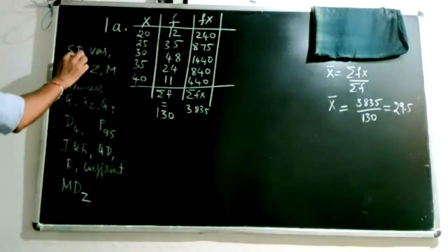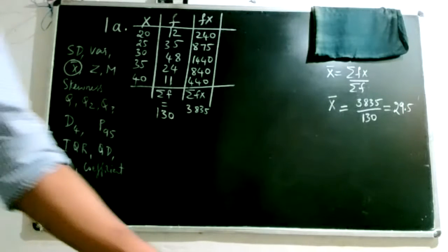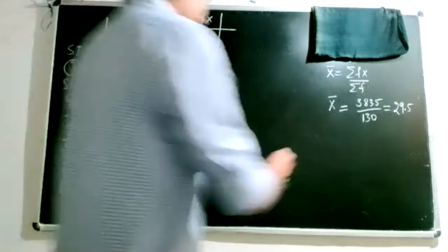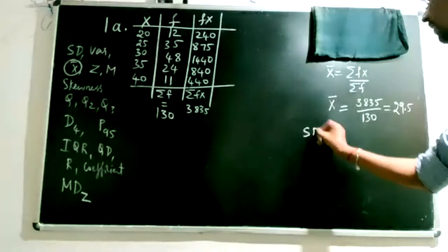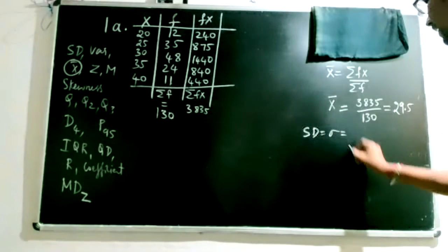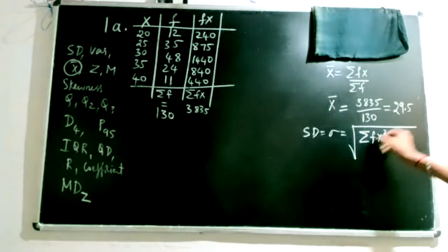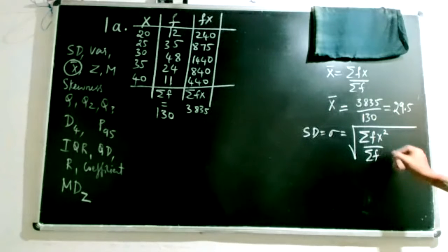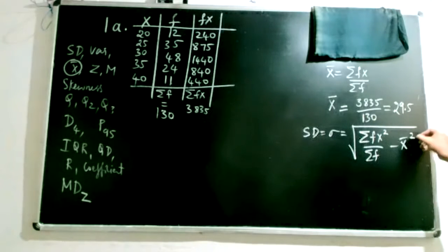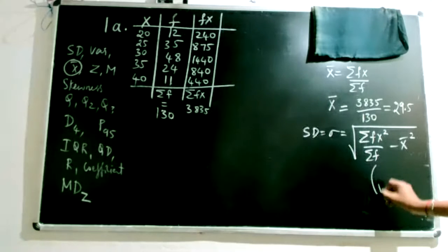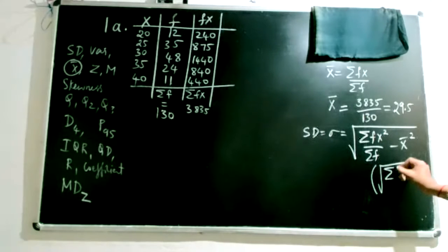Now using mean, we have to compute standard deviation and variance. We will write the standard deviation formula. Since it is frequency data, we'll have f into x square, with f appearing in all the terms, minus x bar square. So this is the simplified form of the formula sigma f into x minus x bar whole square by sigma f.